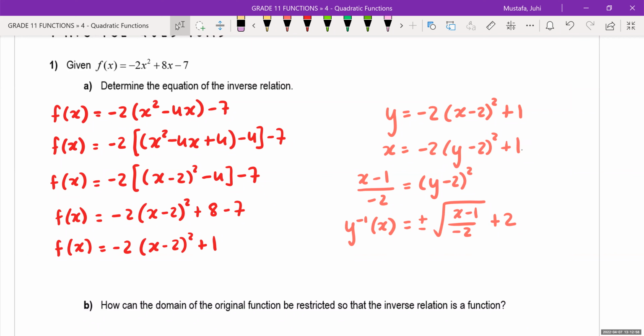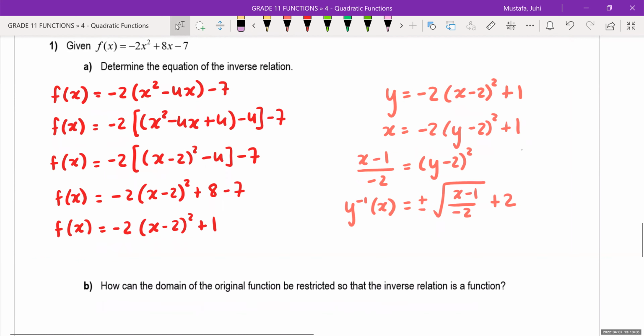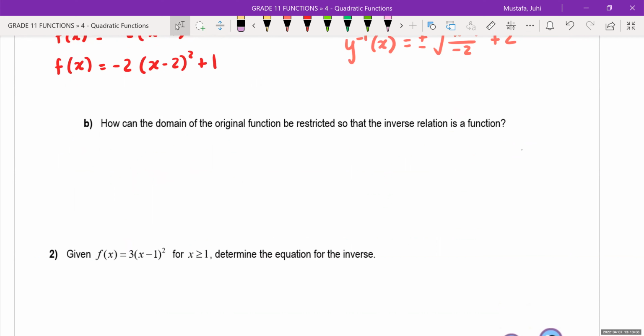Question B is the new part of this lesson. How can the domain of the original function be restricted so that the inverse relation is a function? So to answer this question, I want to begin just by sketching it out. I want to see what this graph actually looks like. So let's draw a quick sketch of it and see what exactly is happening here.